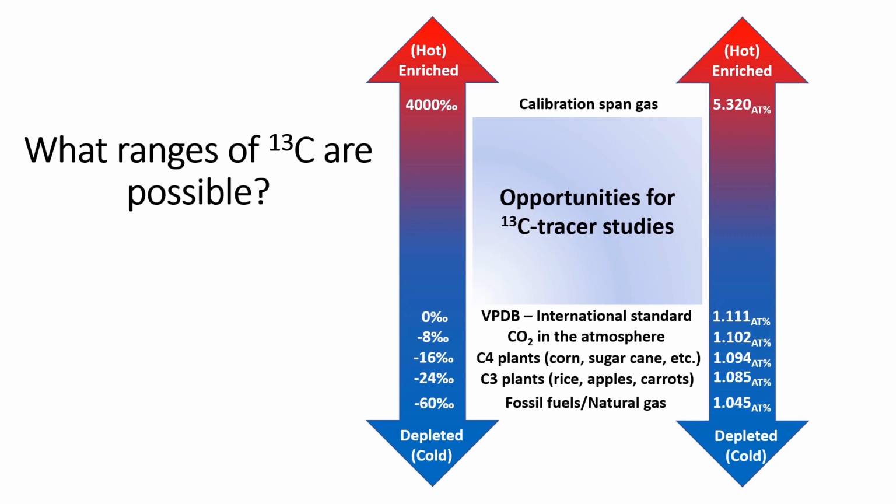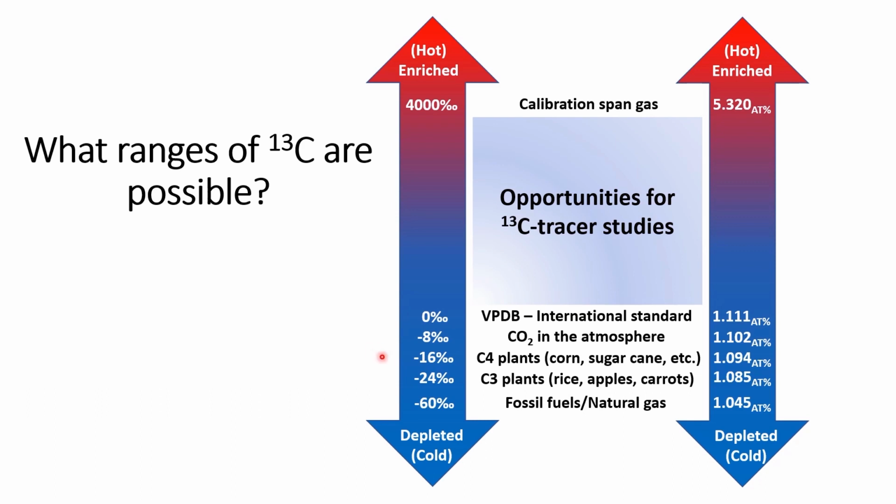Now I mentioned that the VPDB standard has a value of 0 per mil. This is equal to about 1.111 atom percent. Carbon samples that have negative delta values are said to be depleted in carbon-13. I'll discuss the biochemical mechanisms for this in another talk, but most of the carbon that you encounter day to day will be isotopically light and have negative delta values. For example, the CO2 in the atmosphere has a value of about -8 per mil.